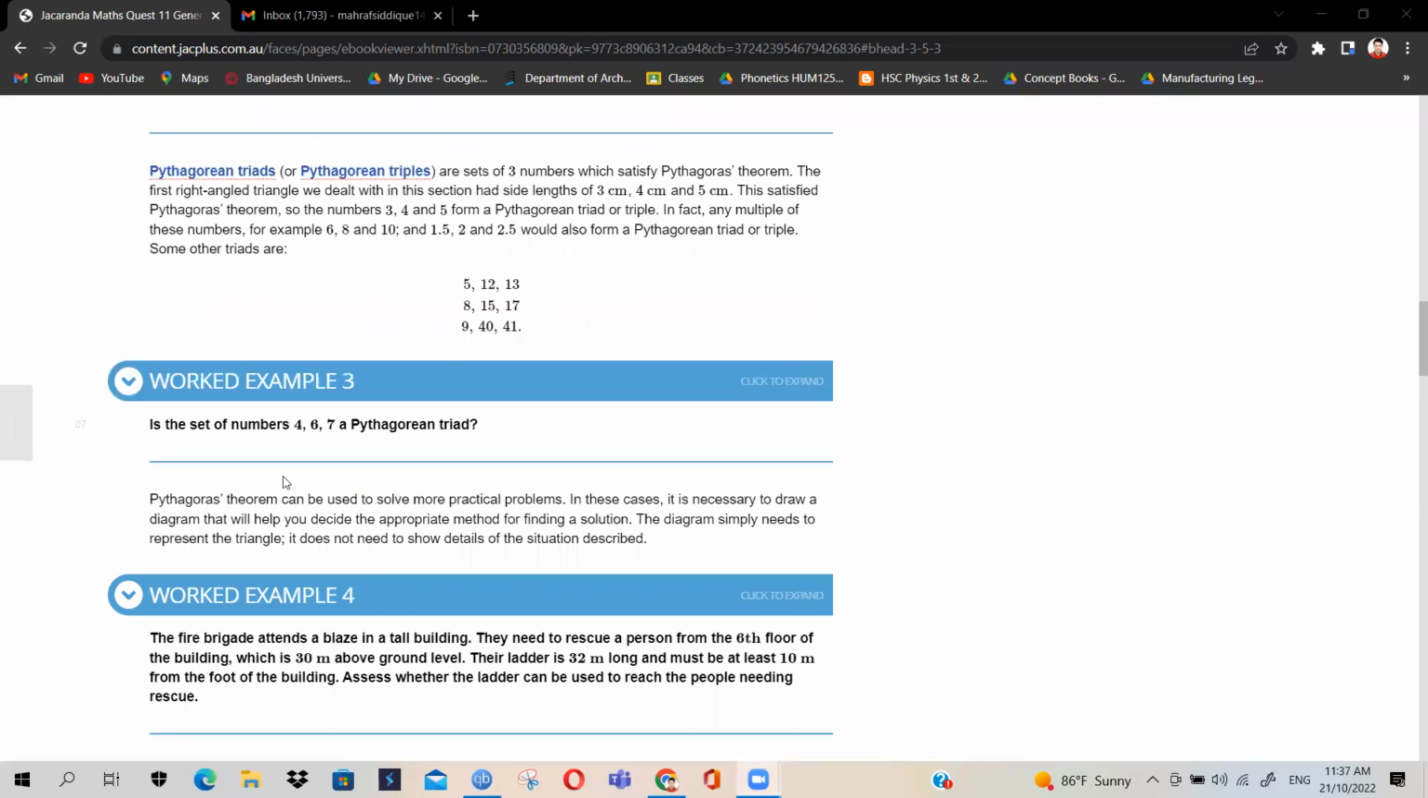Is the set of numbers 4, 6, 7 a Pythagorean triad? Very easy. What you will do is take the smallest two numbers and add the squares of them. That will be 4 squared plus 6 squared, which is 16 plus 36. Tell me, what do we get? We get 52. Now, is 7 squared equal to 52? No, it's 49. So that means 4, 6, and 7 are not a Pythagorean triad.